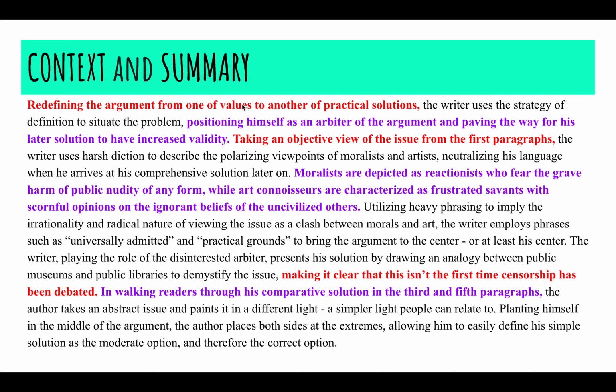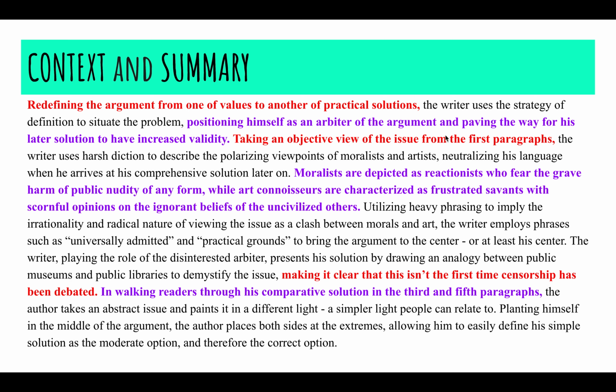Here there's some context to the essay. Now I know why the writer uses the strategy of definition to situate the problem, right? And what does this do overall in the text? Well, it positions himself as an arbiter of the argument and paves the way for his later solution to have increased validity. Okay. Providing this brief summary of the text lets me know that you understand fully what's happening in the text. Then again, he takes an objective view of the issue from the first paragraph.